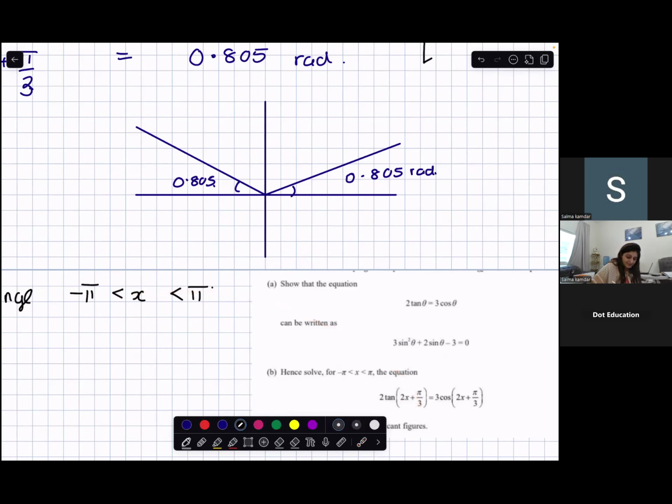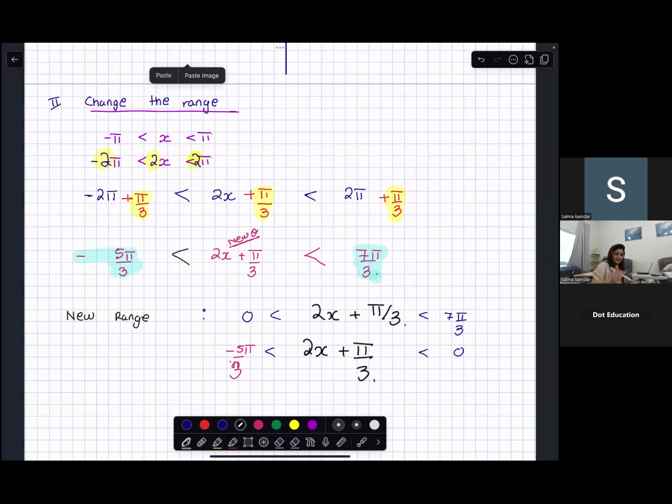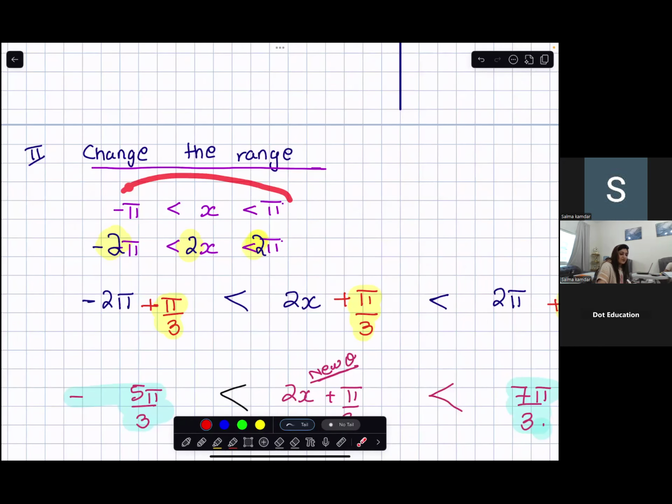If I am redefining my range, there is a 2 over here, so I put 2 on both the sides. And there is a pi by 3 over here, so I will add the pi by 3 on both the sides as well. I hope you are with me. Okay, I'll just write it neatly. So now you have to understand this fact over here. This was your old range, your old range was for your old theta.